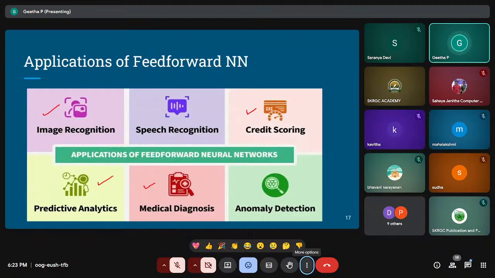And we can also use it to predict unknown values, and it can also be used for anomaly detection. So these are all the applications of feed forward networks. So now let us see how the model has been implemented.